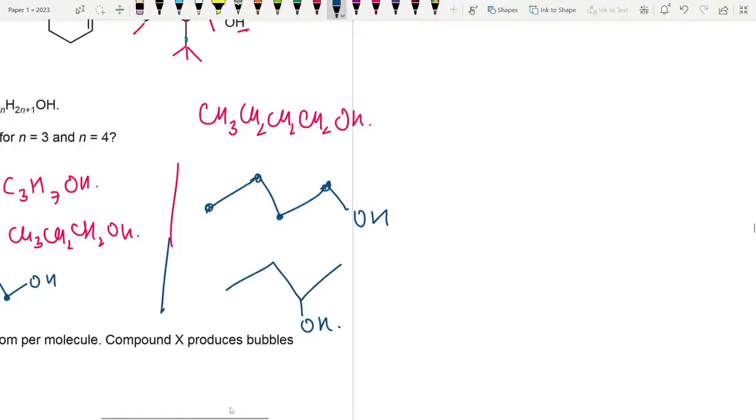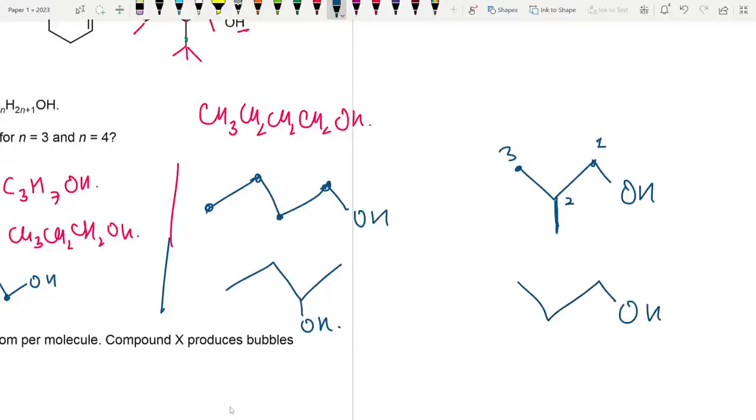Okay. For example, check this. What if I just take one hand? What if I take this hand and bring it here? What does it turn into? This is 1, 2, 3. This is propan-1-ol, but 2-methylpropan-1-ol. What if I do this? You know, what if we do this?